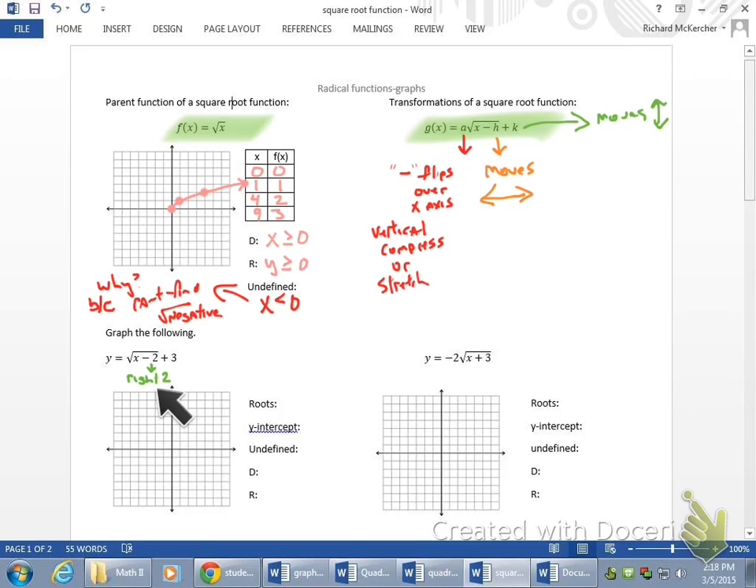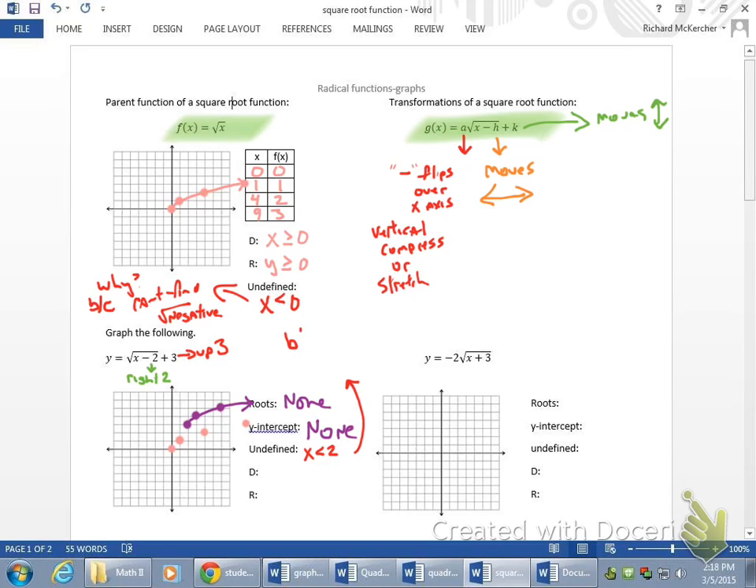Okay, first thing I notice is this graph right here. It's going to move to the right 2. That's going to move up 3. I took my parent graph, my normal graph, same one as up here, and then I moved it to the right 2 and up 3 for every single one of those points, and that's what it looks like. There are no roots because it never touches the x-axis. There is no y-intercept because it never touches the y-axis.